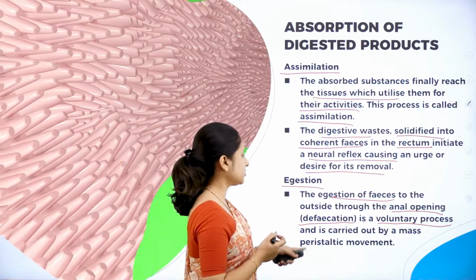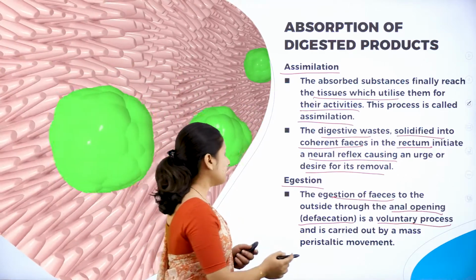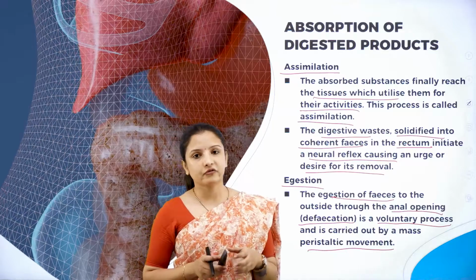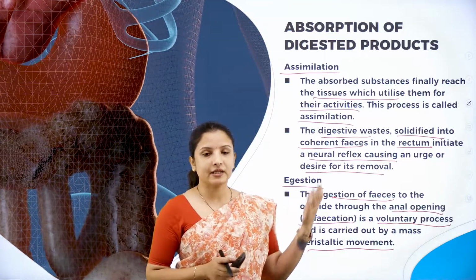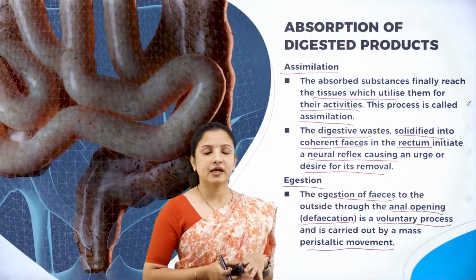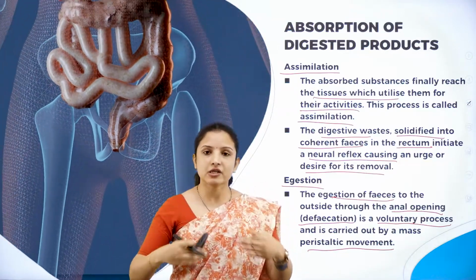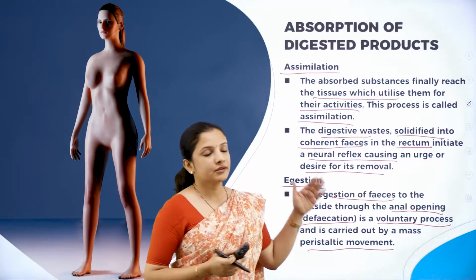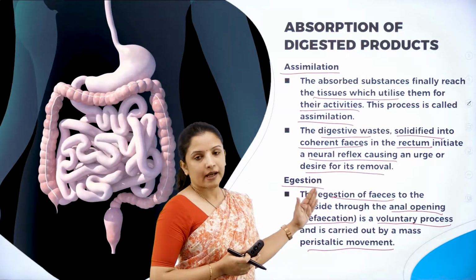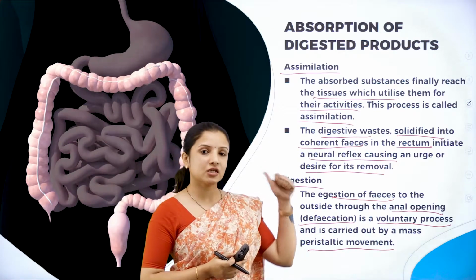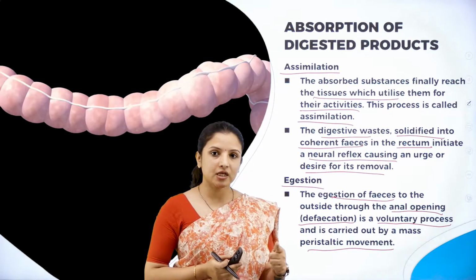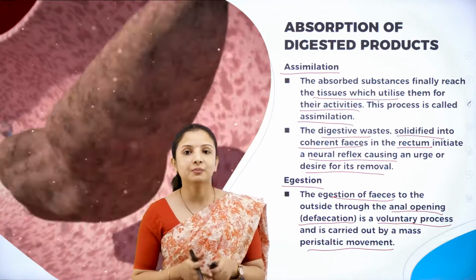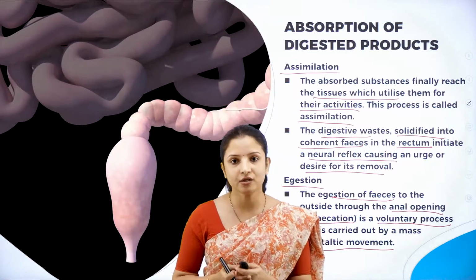It is a voluntary process and it is carried out by a mass of peristaltic movements. A lot of peristaltic movement will occur in the muscle layer of the rectum and the anus, therefore resulting in the elimination, the excretion of the feces out of the body. So this is the end product of digestion. First one was ingestion, then came assimilation, and this is the last one, egestion. So this was about the complete digestion, how it occurs in a human body.